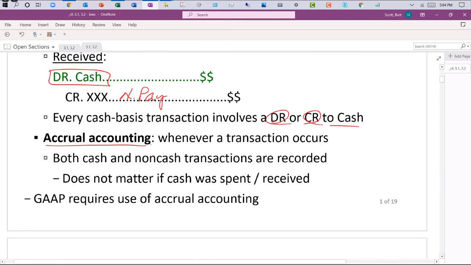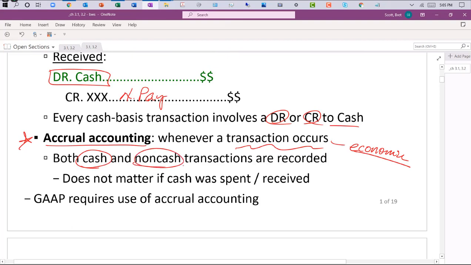Accrual basis accounting, we record the transaction whenever a transaction occurs. What does that mean? Well, generally it means some sort of economic event or movement or change in our economic circumstance. So if we earn revenue, we will automatically record that revenue regardless of whether or not cash is received. So accrual accounting is more robust in the sense that it records both cash and non-cash transactions.